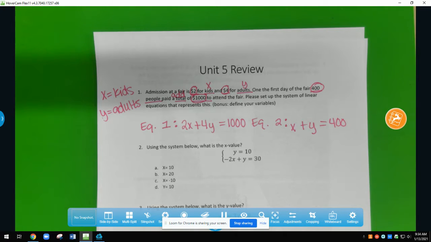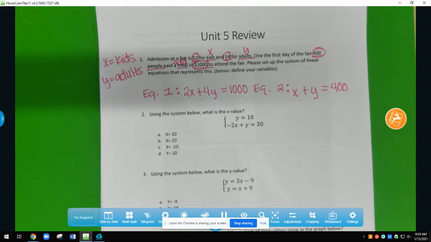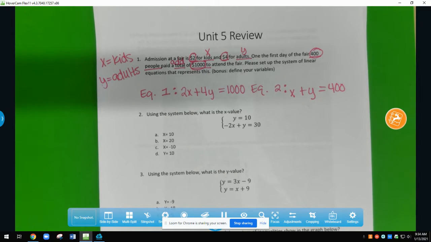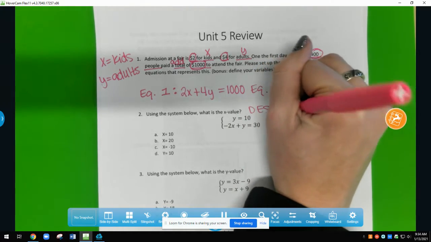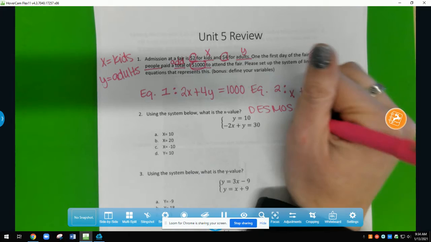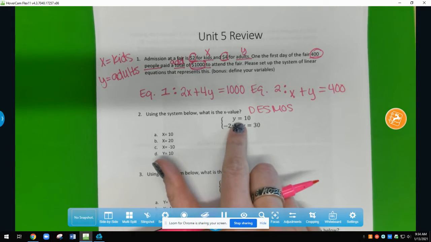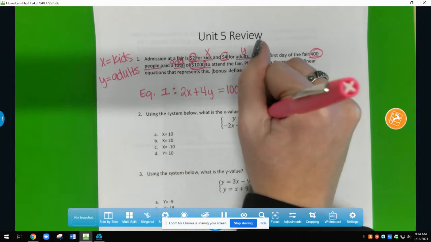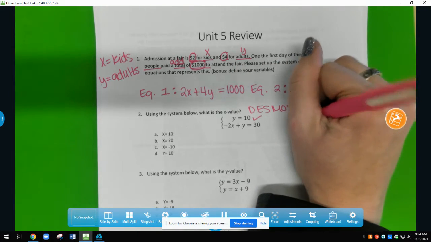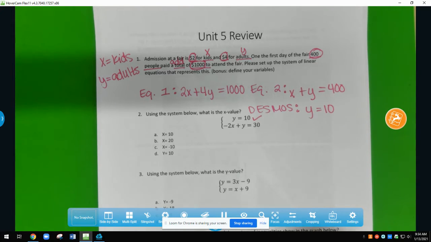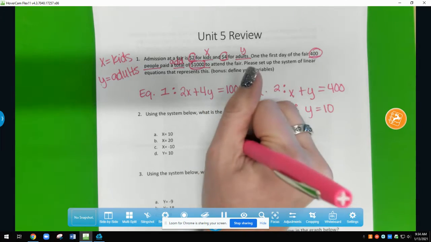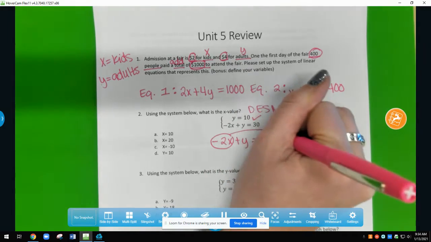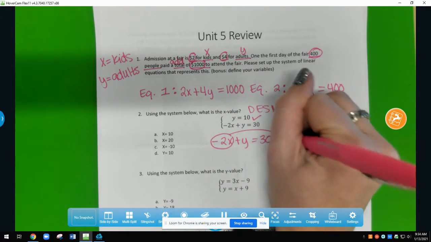Okay, number 2. Using the system below, what is the x value? So there's two ways we could do this. We're going to go ahead and use Desmos. So remember, for Desmos, we want the y by itself. So y is already by itself here, so I'm good to go with that one. So for equation 1, I'll just put in y equals 10. For the second one, I need to solve for y. So I'm going to move my x and change the sign.